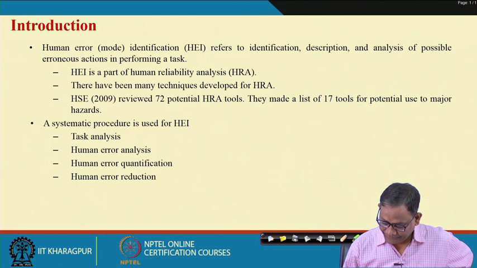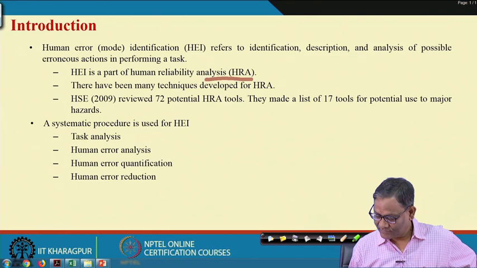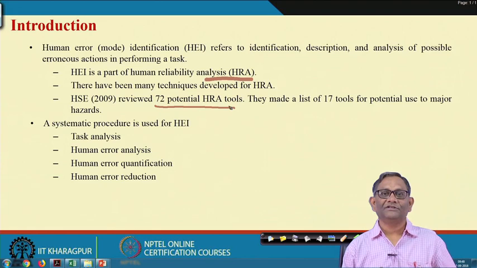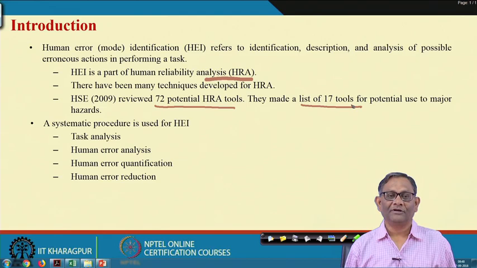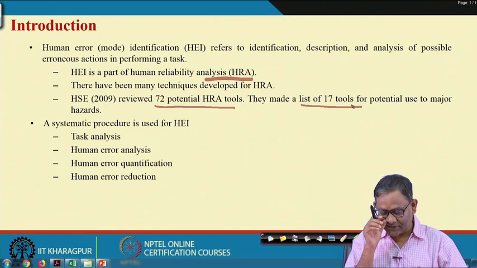Human error is a well-discussed topic. Actually, it is a part of human reliability analysis. There are many techniques developed in the area of human reliability, and in fact, HSE in 2009 reviewed 72 potential human reliability analysis tools, and finally made a list of 17 tools which are applicable to major hazard conditions. They have given a good review of the procedure, the tool, the advantages, disadvantages and the situation under which it will be used.